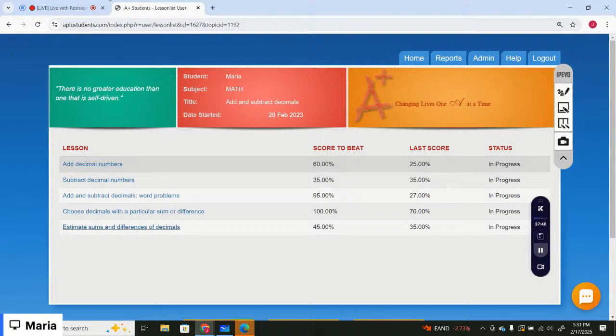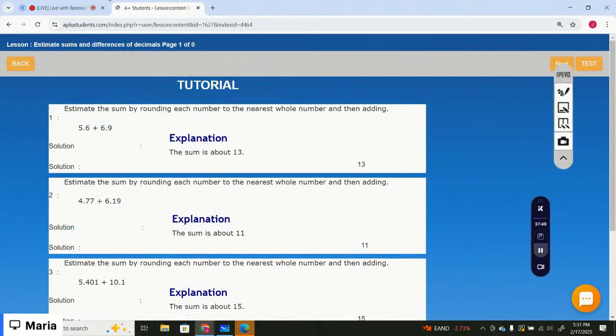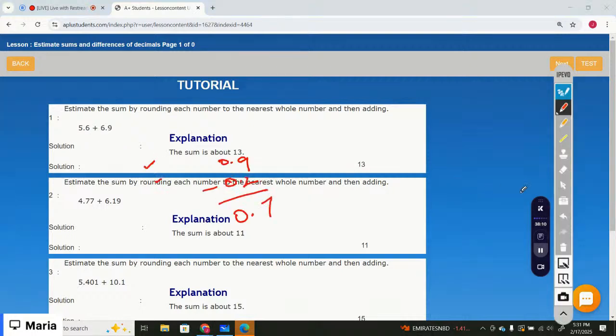The next lesson is estimate sums and differences of decimals. Estimate the sum by rounding each number to the nearest whole number and then adding. First, you have to round them off and then you have to add. When you are rounding the decimals, you have to look at the very first number right after the decimal. Like here you have 9. 9 is greater than 5, so you need to round up. When you round up, that would be rounded to 7.